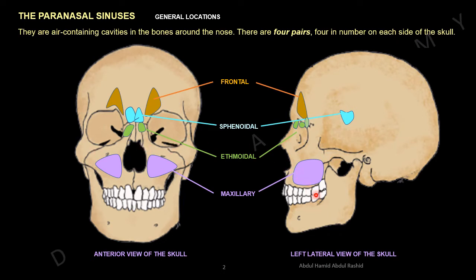So if you see from lateral side, this is the frontal sinus high up in the frontal bone. This is the sphenoidal sinus far back in the body of the sphenoid. Ethmoidal sinuses, 3 groups on each side, anterior, middle, and posterior. And maxillary sinus, the lowest but the biggest and most clinically important, inside the body of the maxilla.